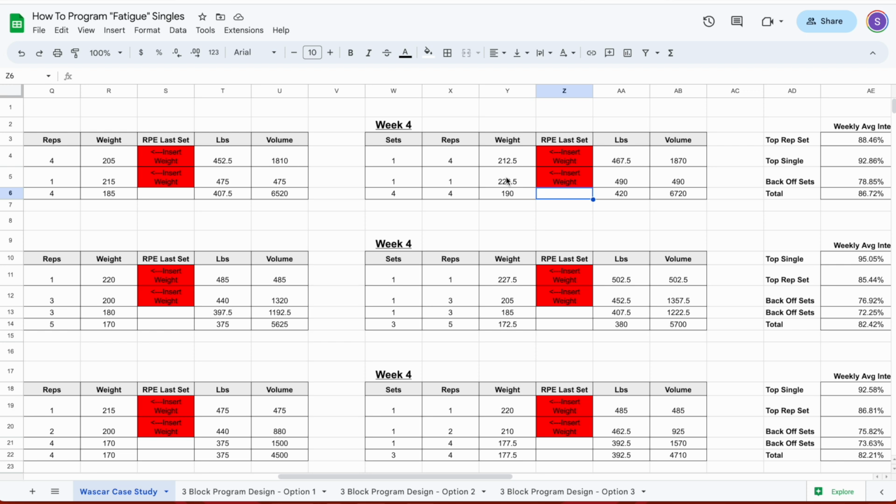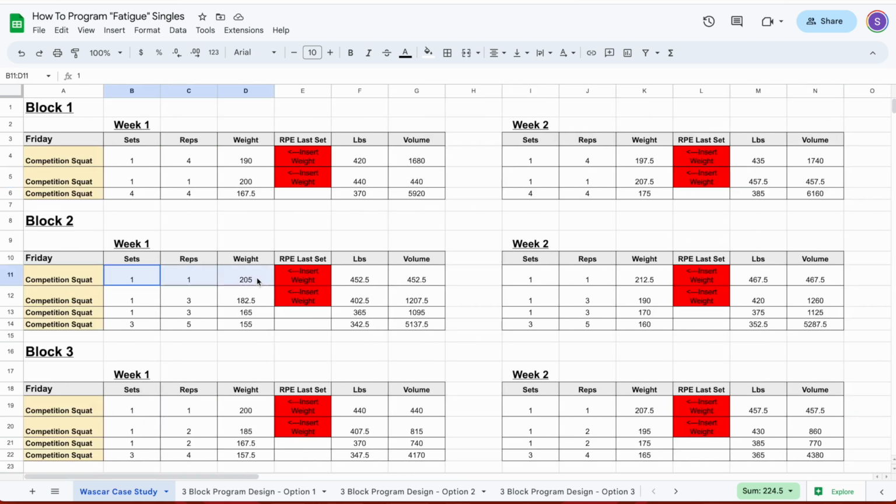And one thing to notate here, to precede all this: Wascar eventually hit 217.5 in the meet. Probably could have hit 220. And we're going to get to what happened towards the end of prep that led to this drop-off that we're seeing. So in the fatigue single block, we see a very good rep work performance, and we still see a pretty good singles performance.